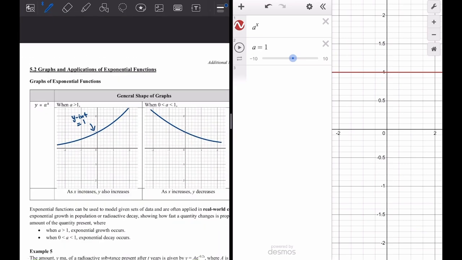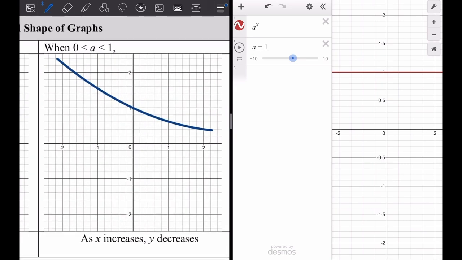So next we want to look at what happens when a is less than 1 but still more than 0. So as you can see here, it starts to look like this. It kind of reminds me of an aeroplane landing. All right. So accurately speaking, as x increases, the y value actually decreases. So it kind of goes downwards like this, right, as x increases. Again, the y-intercept is still 1. So it passes through x equals 0, y equals 1.